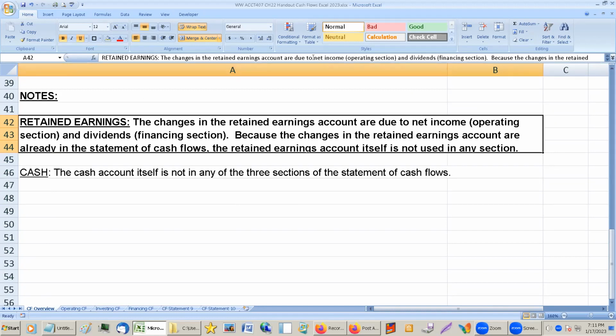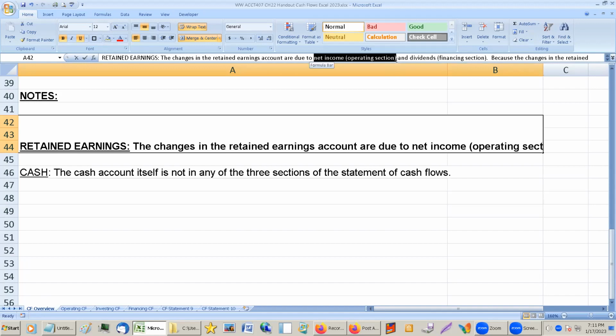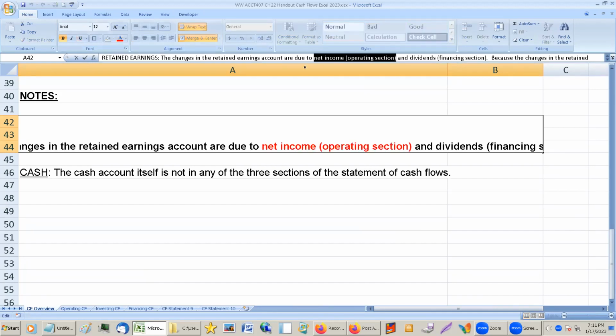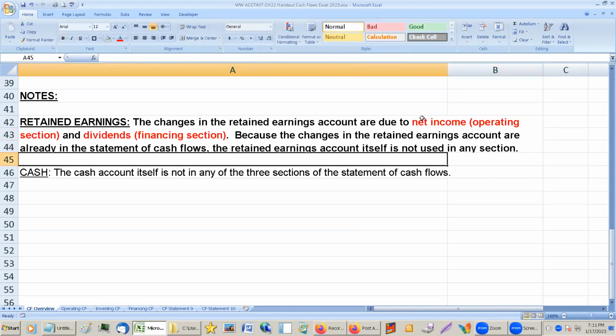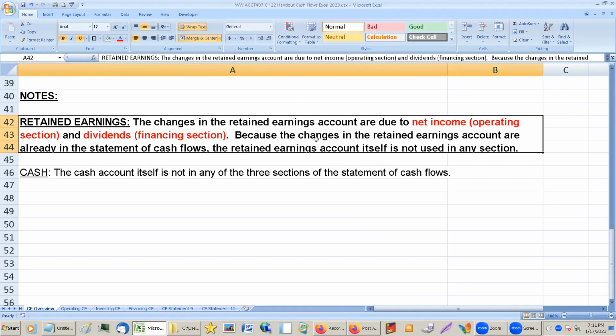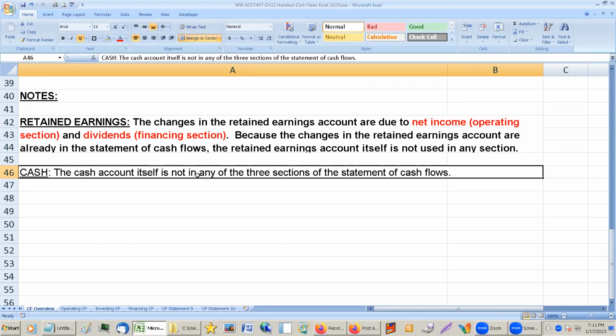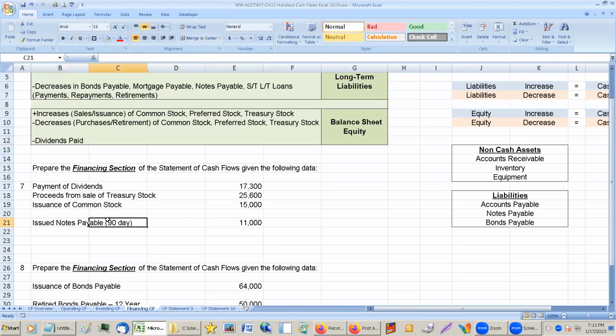So because those changes are already being taken care of somewhere else, you ignore the retained earnings part of the equity section, because both the dividends and the income are already taken care of.